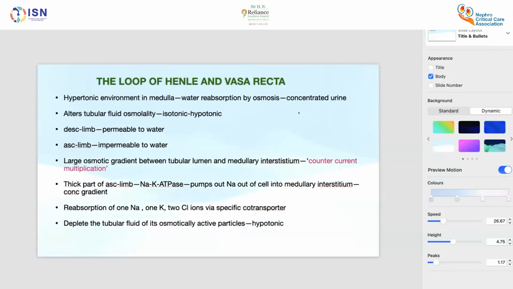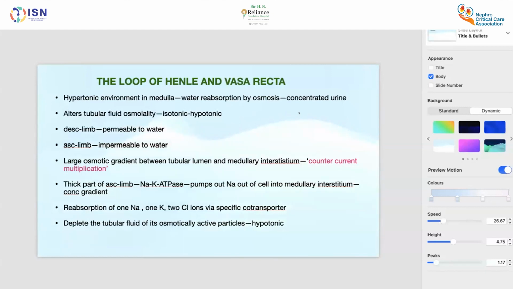The loop of Henle and vasa recta. This hypertonic environment in the medulla causes water reabsorption by osmosis, and that is how the concentrated urine is made. There is an alteration in the tubular fluid osmolarity from isotonic to hypotonic. The descending limb is permeable to water while the ascending limb is impermeable to water. There is a large osmotic gradient between the tubular lumen and the medullary interstitium, which is called countercurrent multiplication.